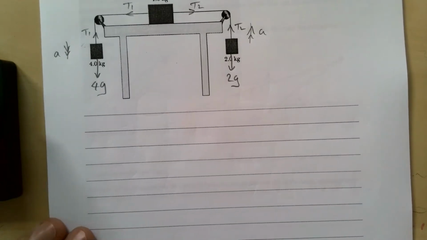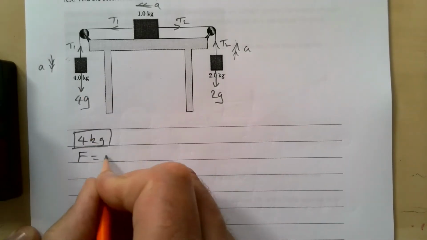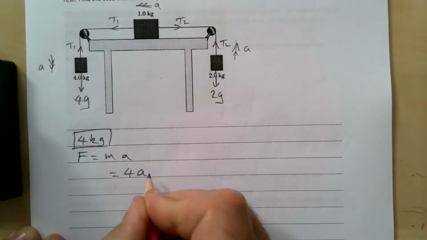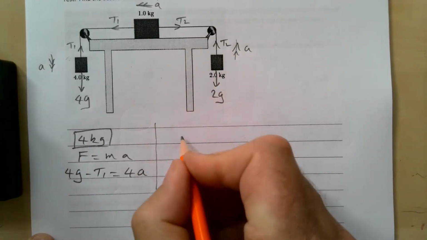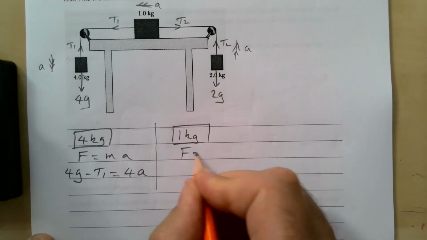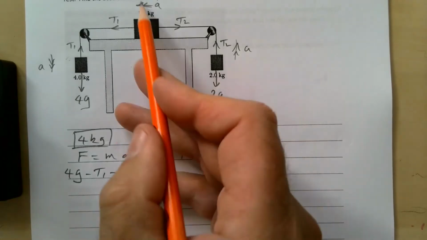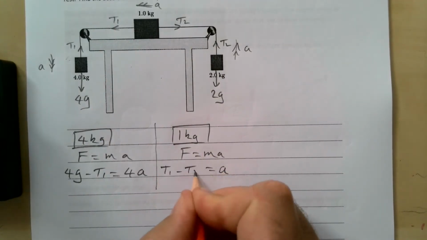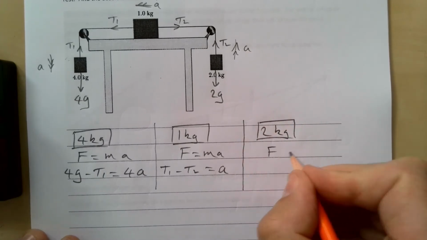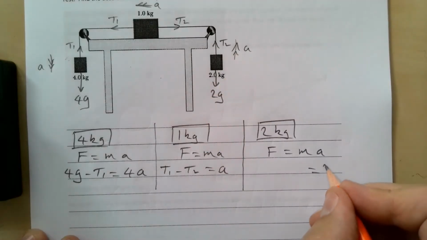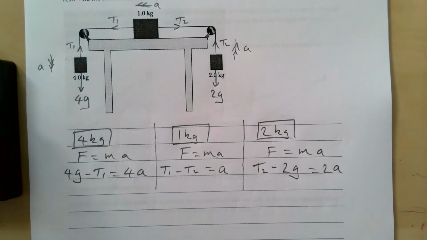So we're going to do F equals ma for each of our 3 bodies and see what we end up with. First of all, our 4 kilogram one, F equals ma, so it's 4a equals 4g take away T1. For the 1 kilogram particle, F equals ma, slightly different, so we have a just here, and it's going this way, so T1's the bigger one, so T1 take away T2 equals a. And then for the 2 kilogram particle, F equals ma, mass is 2, acceleration is a, so we have 2a, and this one's going this way, so it's T2 take away 2g.